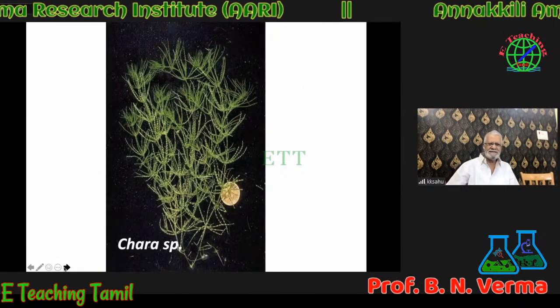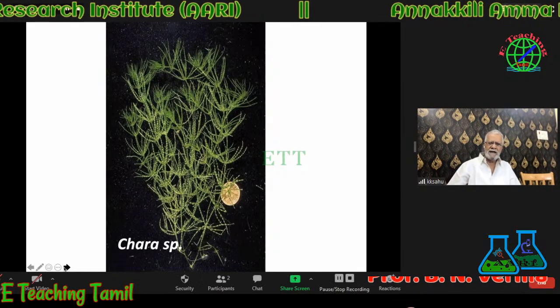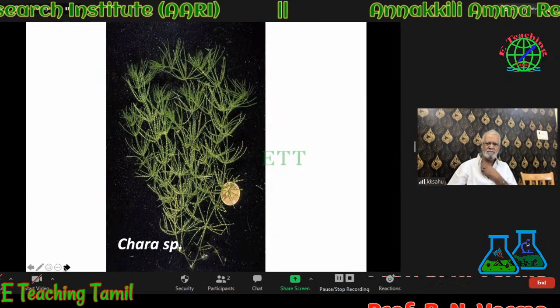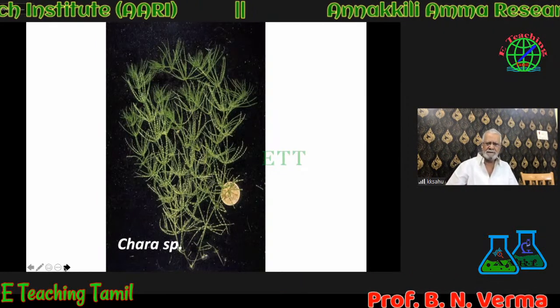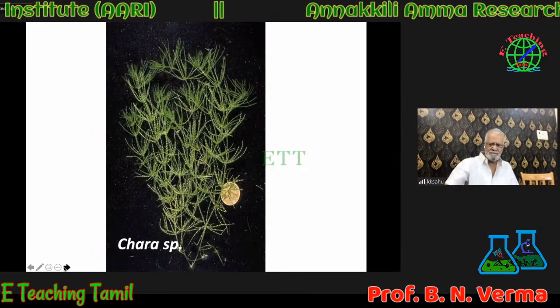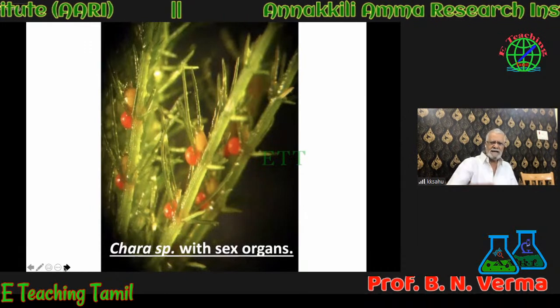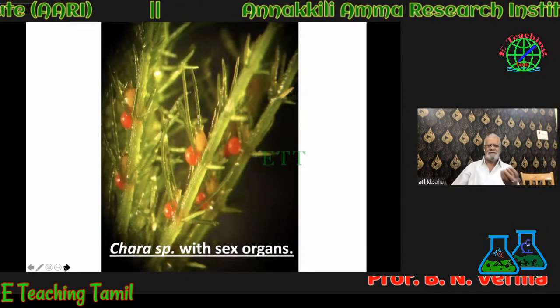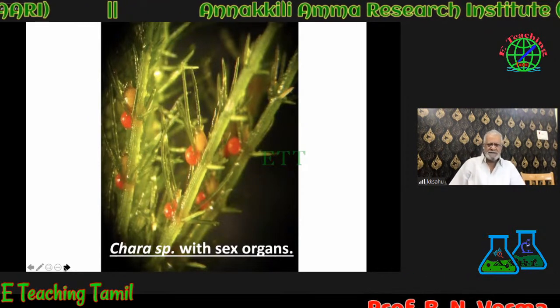Just see, this is the natural thallus of Chara showing its mode of branching. These are the short limited branches and unlimited ones. This is the case with Chara. These are the sex organs. Just see, very clear-cut. I will show you in the next slide.